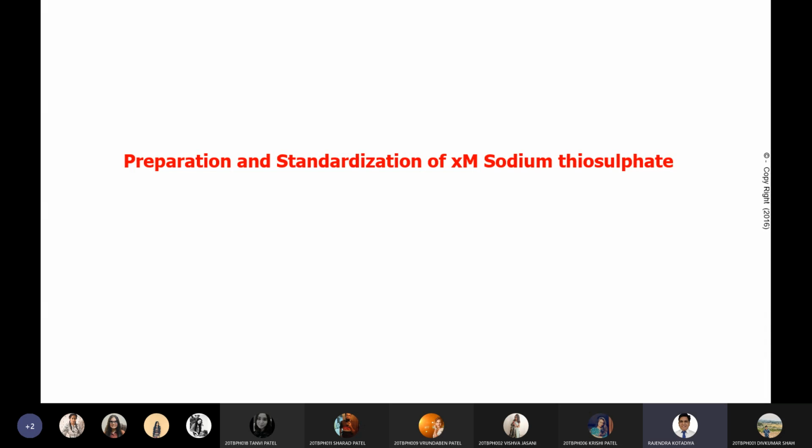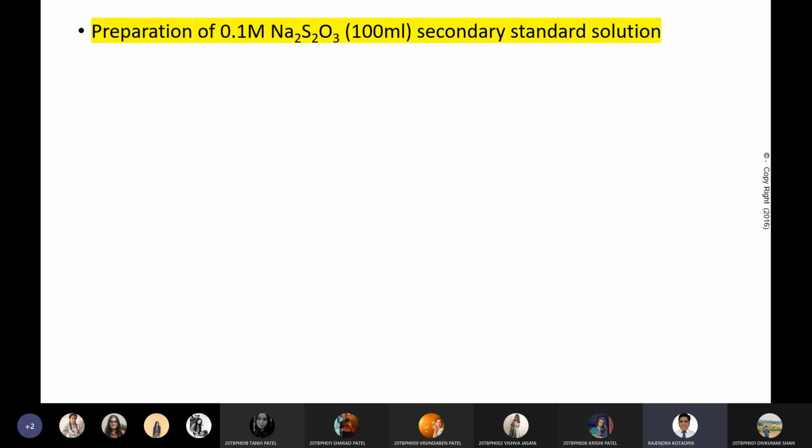So in today's session, we will discuss something related to preparation and standardization of X molar sodium thiosulphate solution. First of all, we'll start with preparation of 0.1 molar sodium thiosulphate, 100 ml. That will be our secondary standard solution.